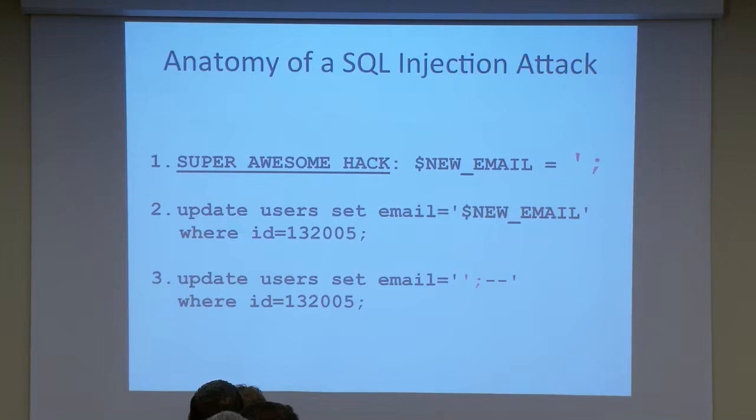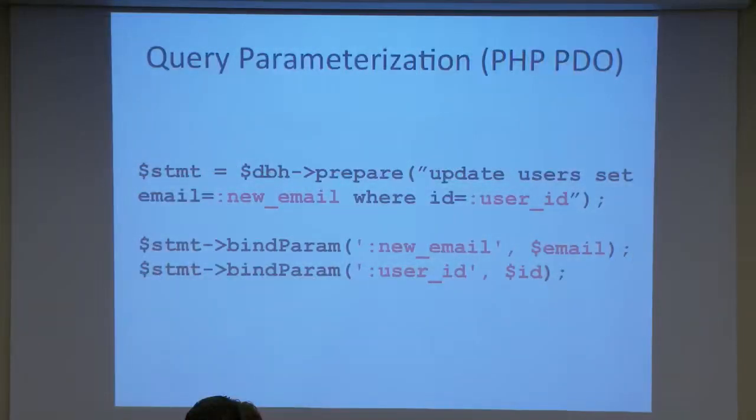Update users, set email is quote, quote, semicolon. That's what the attack does. And instead of updating the email address for one user, it now empties the email address for the whole database. Because of two characters, we have got to take this seriously. The way you stop SQL injection is with query parameterization.